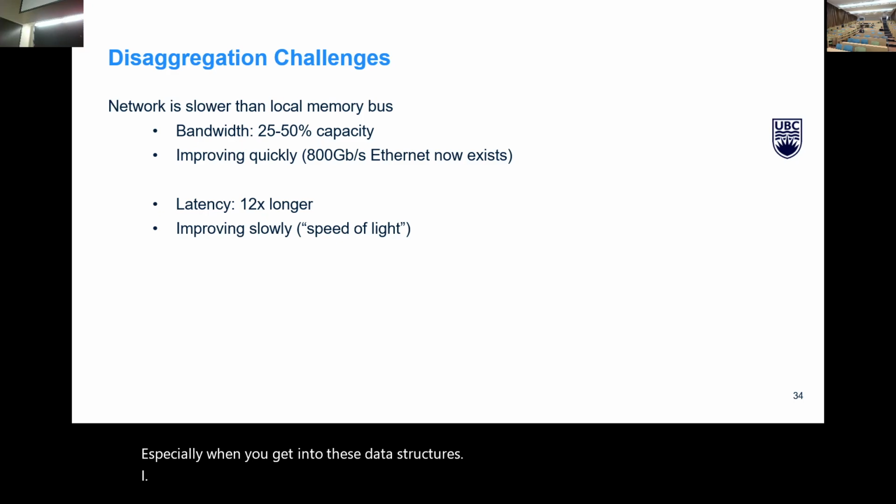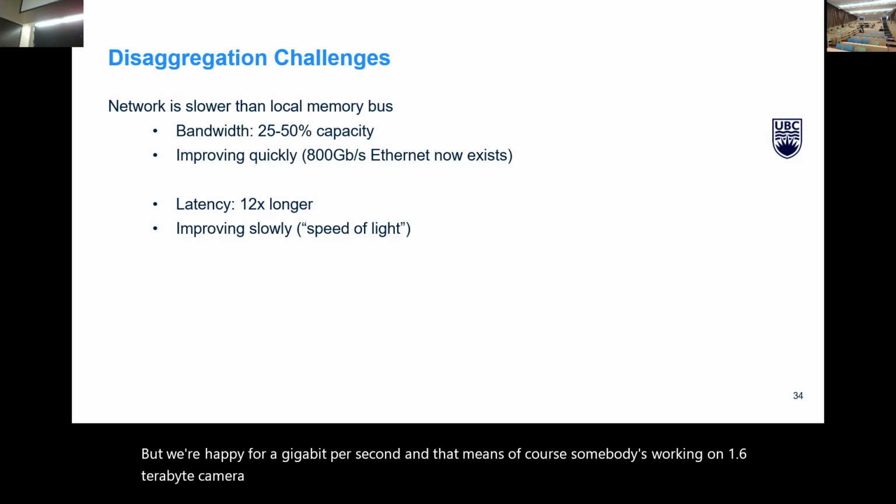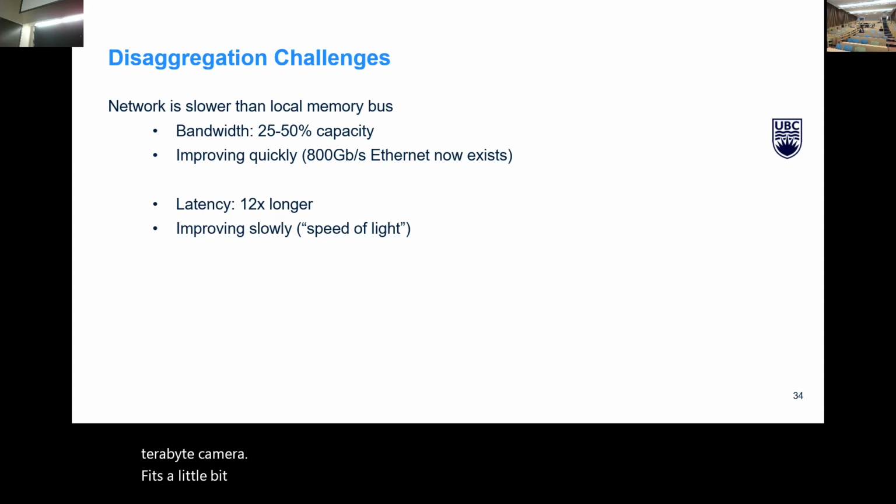As much as we'd like to pretend that networks are just as fast as a local memory bus, they aren't. They run about 25 to 50% of the bandwidth capacity, but we have 800 gigabit per second Ethernet, and of course somebody's working on 1.6 terabit Ethernet. Notice those are gigabits, a little b, not a big B. So that's 100 gigabytes, which is still pretty fast. Much higher latency, though. We are improving slowly, but we can't beat that speed of light thing.